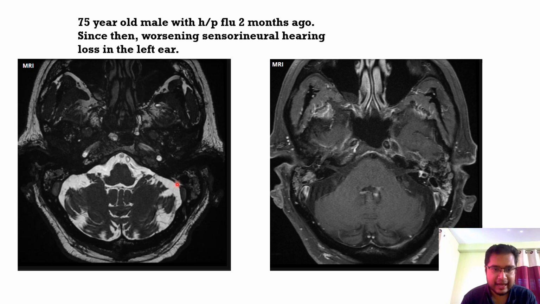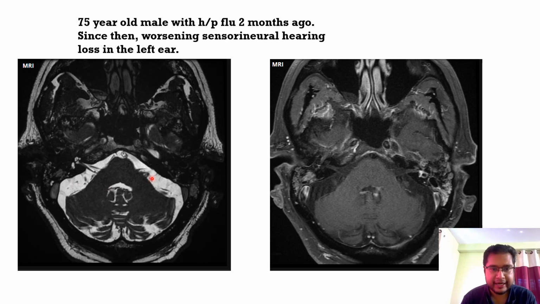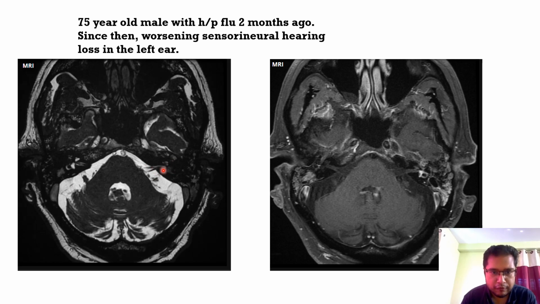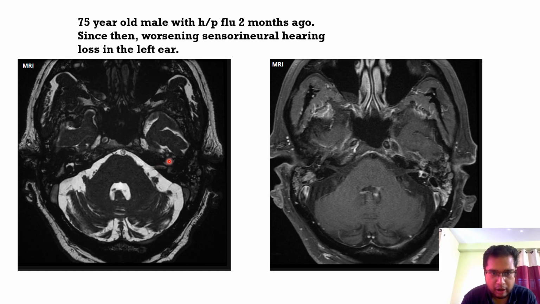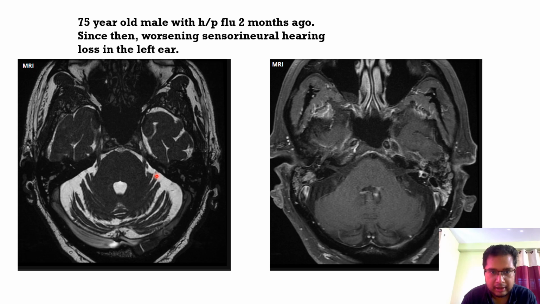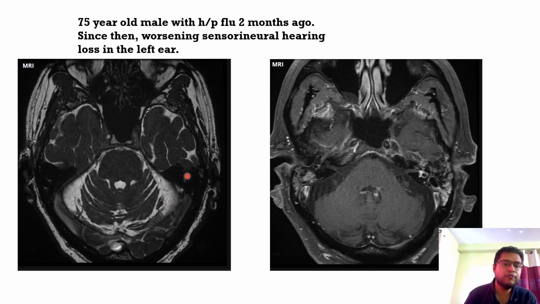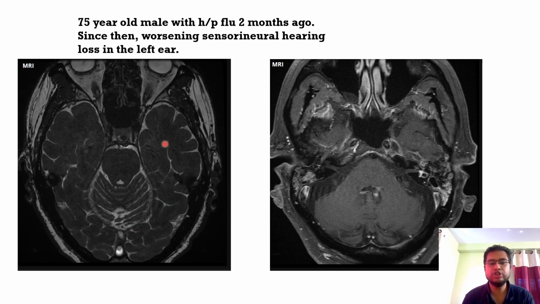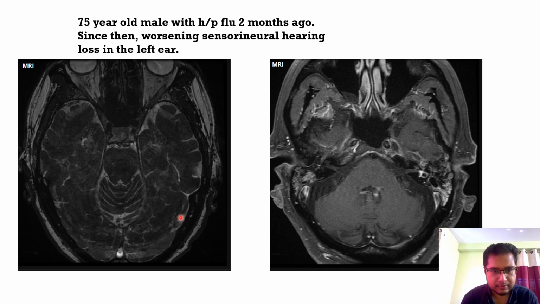On the left side, comparing it to the right side, we can see that there is loss of normal T2 hyperintense signal within the cochlea, apical turn and the middle turn, as well as the semicircular canal, the lateral semicircular canal. This should not appear like this. It should be completely hyperintense because it is a heavily T2 weighted image. So that suggests that there is some fibrosis or ossification. But as HRCT was completely clear, it is some fibrosis.